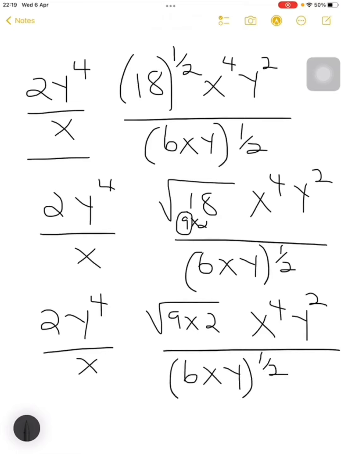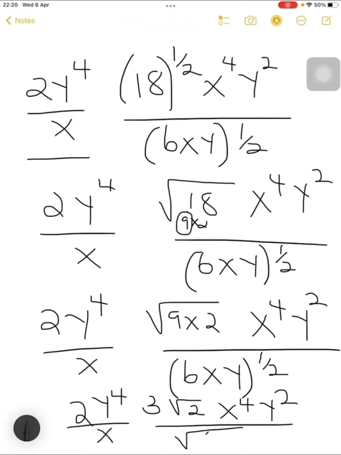And this is still the same as 2 y power 4 all over x, and then we have 3 root 2, right? Hope you're together. Then x power 4 y power 2 all over the square root of 6xy. Now we can multiply 2 and 3 to get 6. We can combine, multiply the 6, the y power 4 and the y squared, and then we have x power 4 and a root 2, and we divide.